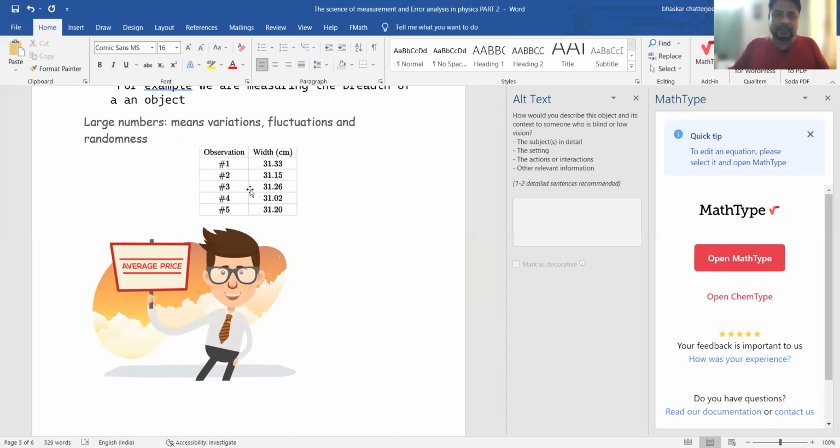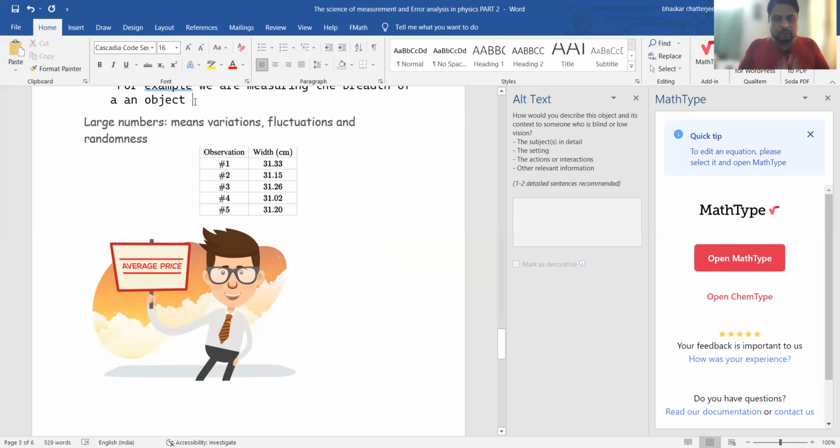Someone else comes and again measures the same object with the same tape, and he gets another reading, 31.26. That person also repeats his process of measurement, and in total, there are 5 measurements of the same object with the same instrument.